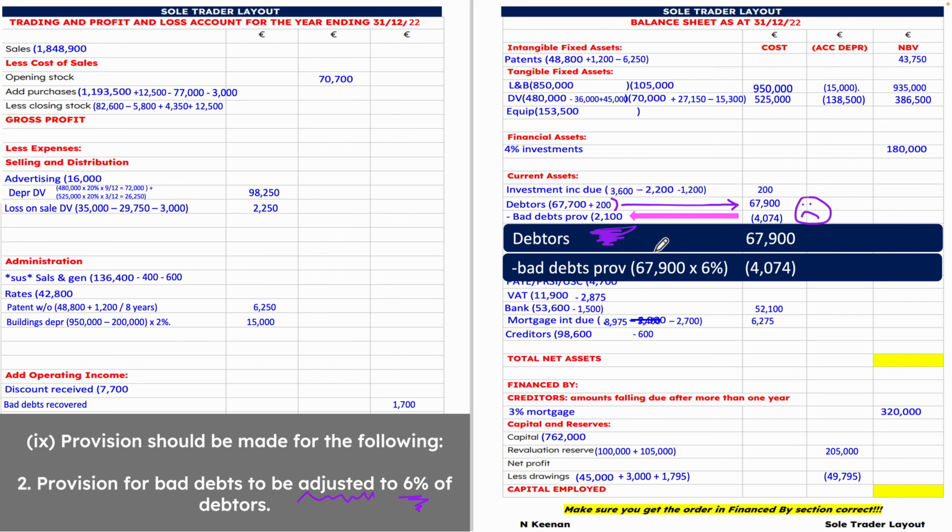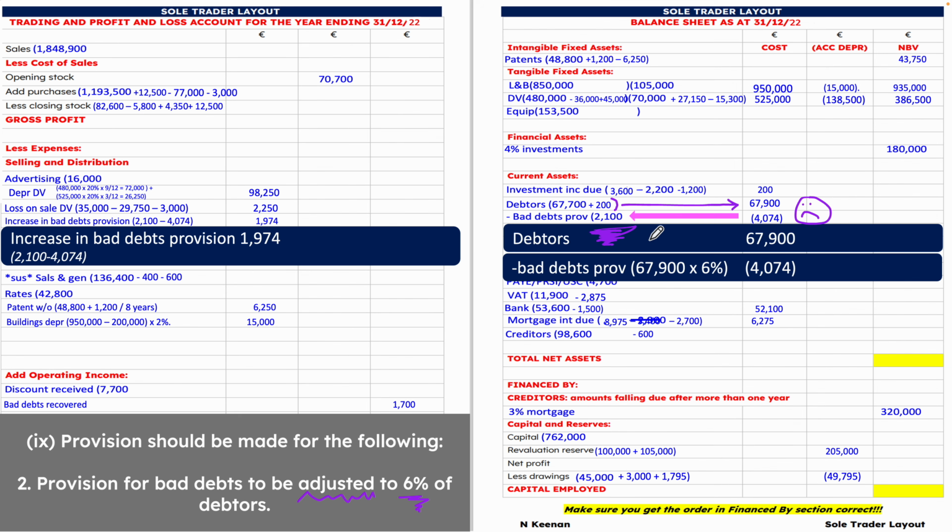So we are going to have an increase in bad debts provision. 4,074 up from 2,100 is an increase in bad debts provision of 1,974. So that was 4,074 minus 2,100, giving 1,974. That's the new bad debts provision. And remember, bad debts provision is just saying we might not receive that.